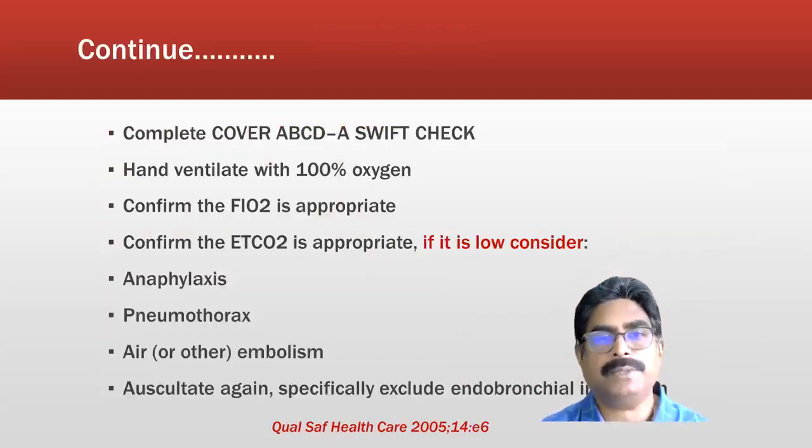So complete covering ABCD first, the switch check. Then you can ventilate with 100% oxygen. Confirm the FiO2 is appropriate. Confirm the ETCO2 is appropriate. If it is low, consider anaphylaxis, pneumothorax or air embolism. Once again, auscultate to exclude endobronchial intubation.